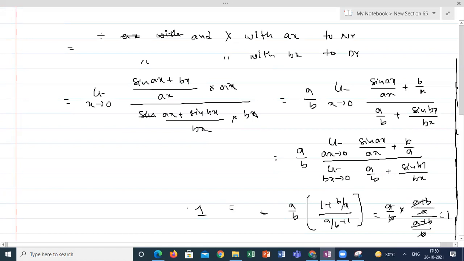Or numerator and denominator divide with abx and find it. That is also a possible approach. Instead of doing it separately, you can divide both the numerator and denominator with a into b into x, and that also will give the final answer. Is it clear? Shall I move to the next one?